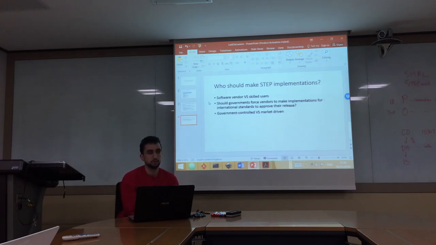So who should be making the implementation? Should it be government controlled? Should the government force vendors to make an implementation before they release the product? Or should it be market driven? Like, if someone needs it, then they will make it. Or maybe the vendor will make it because someone needs it. So do you think someone should force vendors to make an implementation, or it should be free? What do you think?